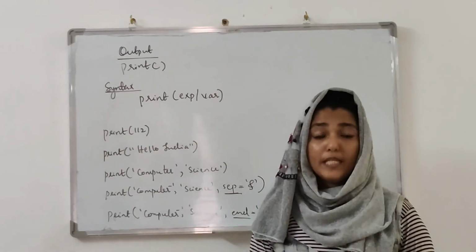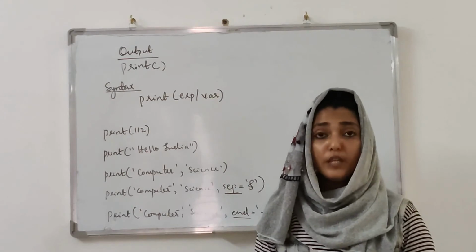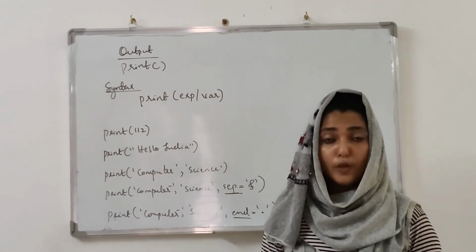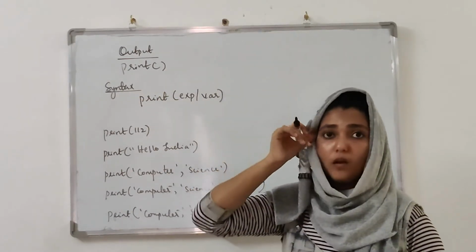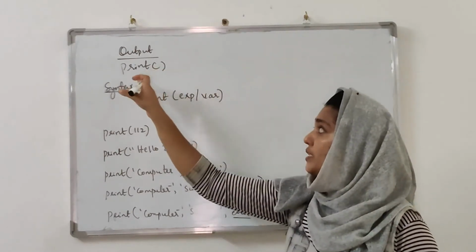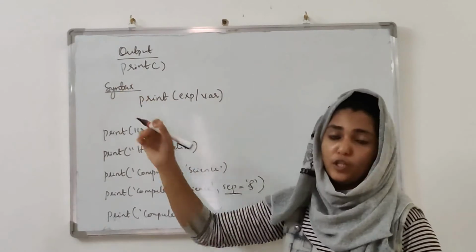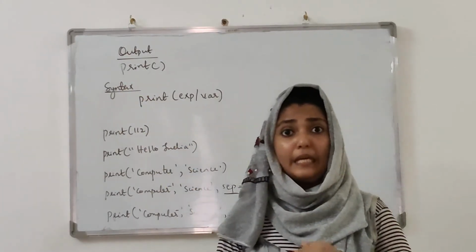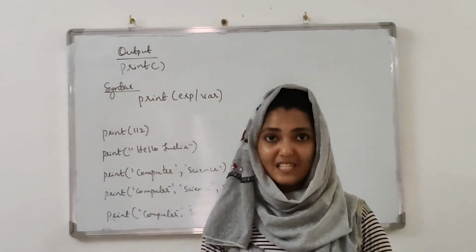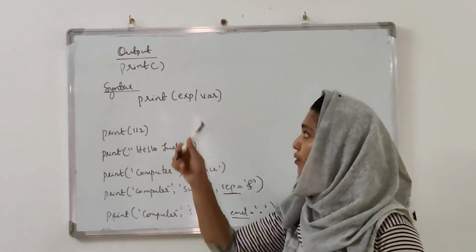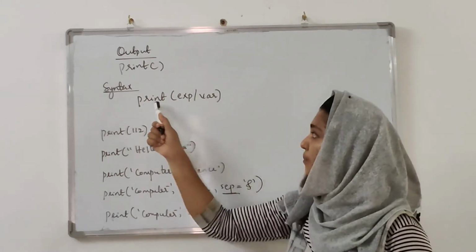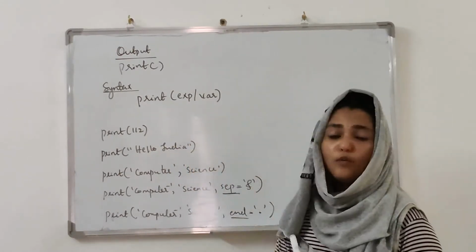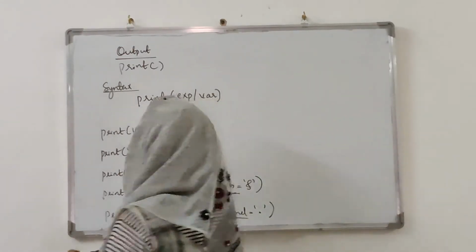In order to get any value from the user, we are using which function? The input function. Similarly, there is another function in Python called the output function. The output function is the print function. So in order to display anything to the user by the system, we can use the output function called the print function. Then what is its syntax? Print expression or variable. Now look at some examples.